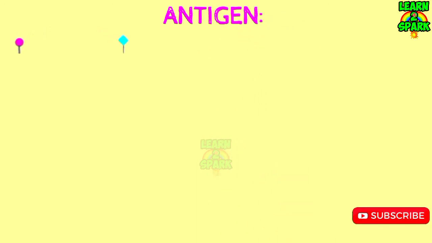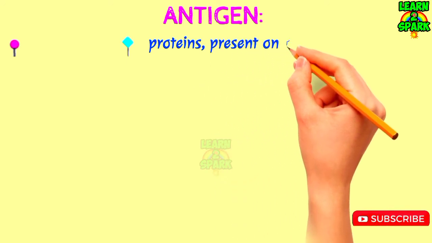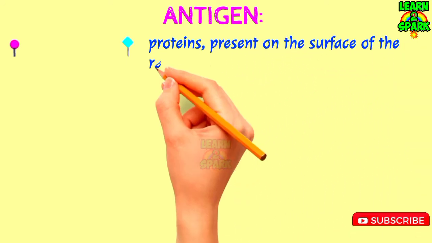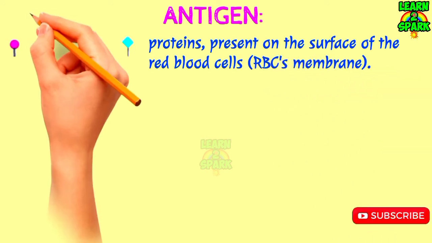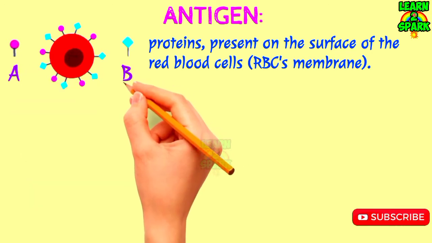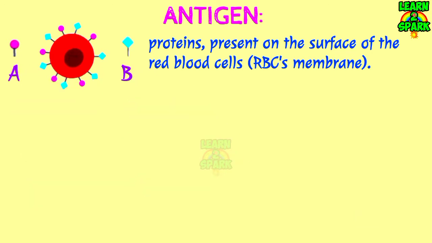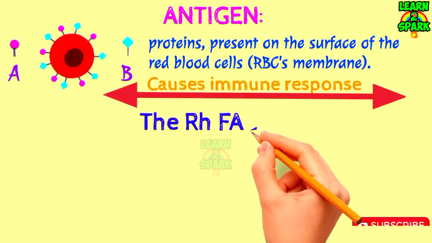Let's talk about antigens first. Antigens are protein substances present on the surface of the red blood cells, or the RBC membrane. Red blood cells along with antigens look similar to this. There are two types of antigens, A and B. Antigens present in the blood basically cause the immune response.